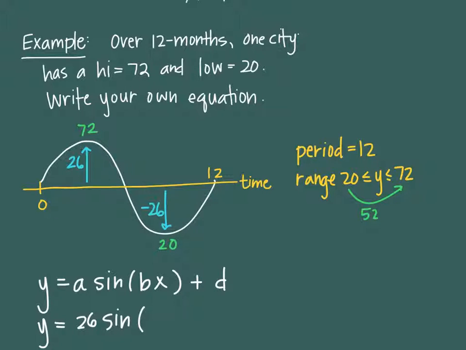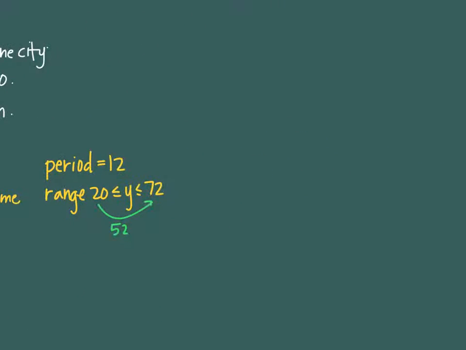Sine, now I have to figure out the b. We've talked about that before. We know that there's a formula that says period equals 2 pi over b. Remember that formula we learned? Well, then what would b be equal to? We talked about that already as well. 2 pi divided by the period, right?